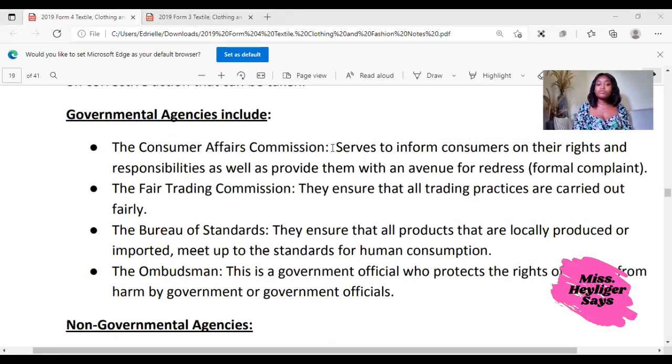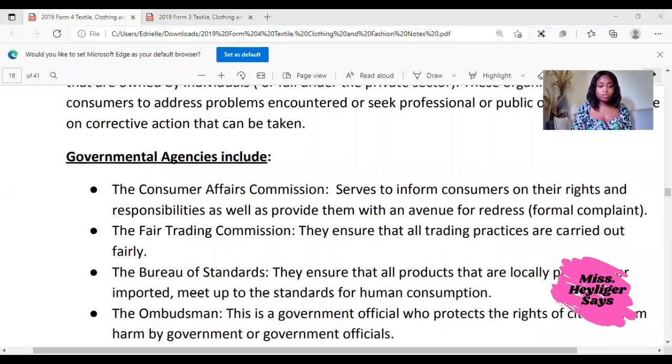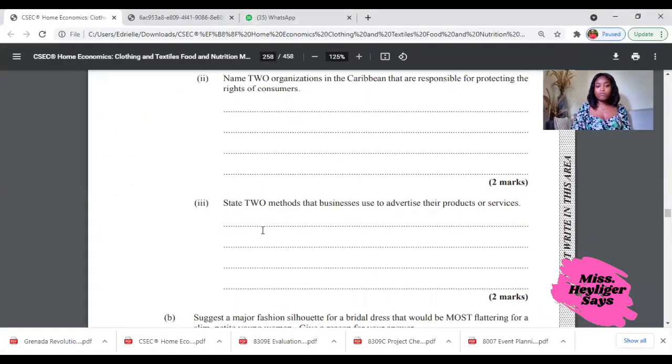We have the Consumer Affairs Commission, whose role is to inform consumers on their rights and responsibilities, as well as provide them with an avenue for redress. And redress in this case means formal complaint. The Fair Trading Commission ensures that all trading practices are carried out fairly. The Bureau of Standards ensures that all products that are locally produced or imported meet up to standards for human consumption. And then we have the Ombudsman, who is a government official that protects the rights of citizens from harm by government or government officials. So we are able to answer that question by just stating two of what we would have just discussed.